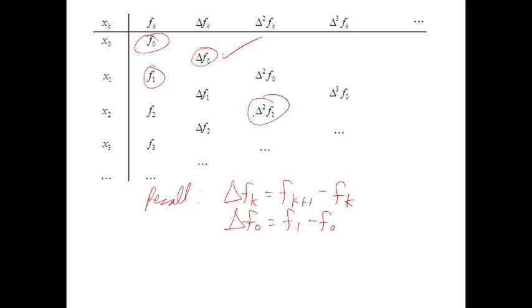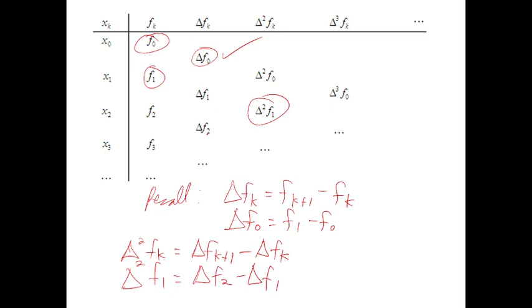Ito, paano nakuha yan? Delta squared f sub k, formula. Delta f sub k plus 1 minus delta f sub k. So, if k is 1, delta squared f1 is delta f sub 2 minus delta f sub 1. So, delta f sub 2 minus delta f sub 1. Yun na yan. Okay?